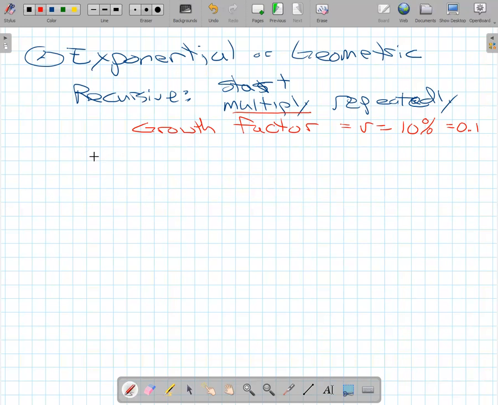So it could be that I start with $100, and then that's going to grow by 10%. If that grows by 10%, then starting with that 100, I'm going to add on to that 100 times 10%, which is going to give me $100 plus $10, or $110.